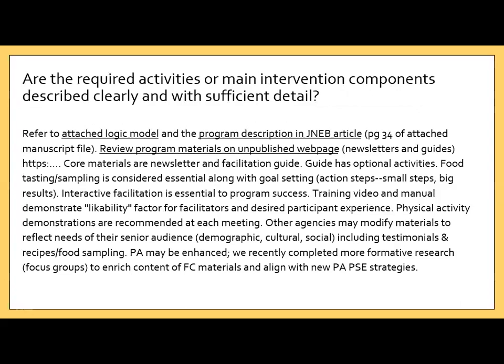So as we take a closer look at the main intervention components and see if they are described clearly and with sufficient detail, we can first see that this example does a nice job of referencing documents that are attachments to the submission form that provide additional details. We can see here how the developers reference an attached logic model, as well as a program description in a journal article. And they also have an unpublished web page that contains newsletters and guides from the intervention. So with this initial information, the reviewer has a sense of where to go for important details on the intervention.